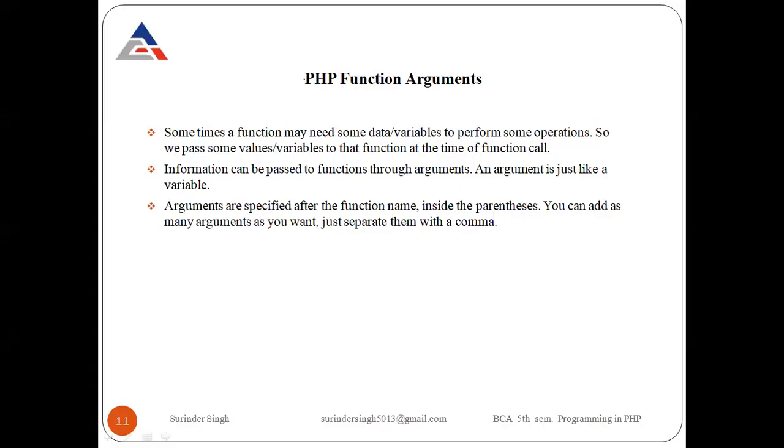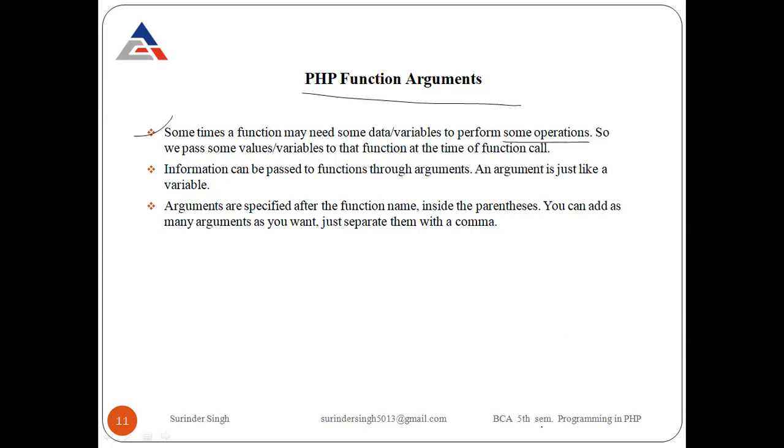Okay, now what is function argument? Sometimes a function may need some data or variables to perform some operations. Like, there is some function, you have to pass some values, and that function will work on those values and give us back a result. Clear? The data or variables we are passing to a function are called arguments, or we can say parameters.